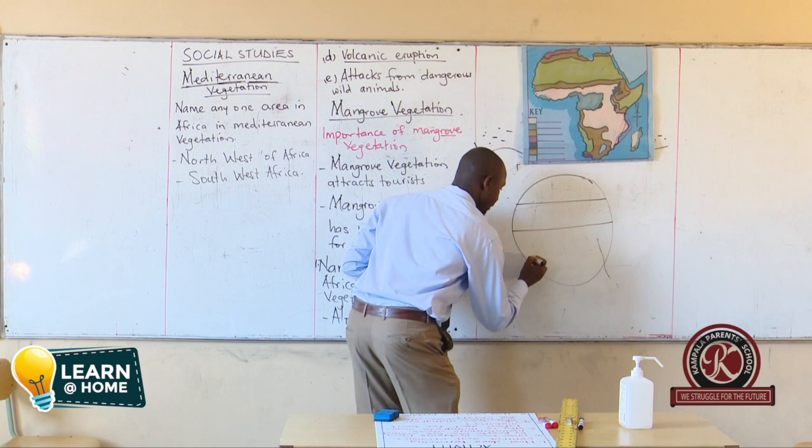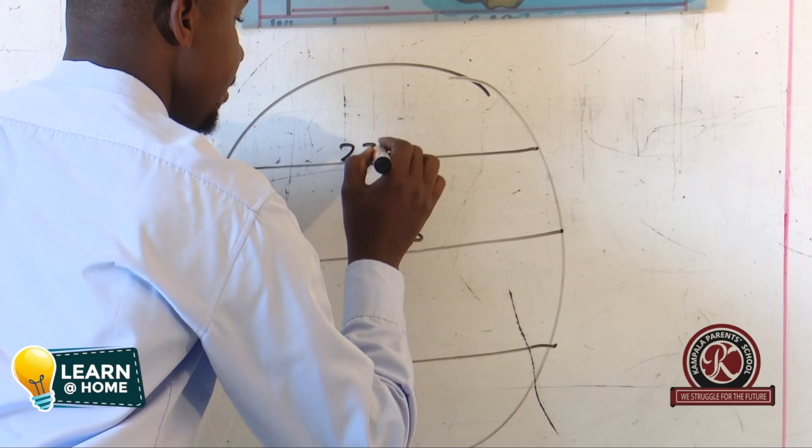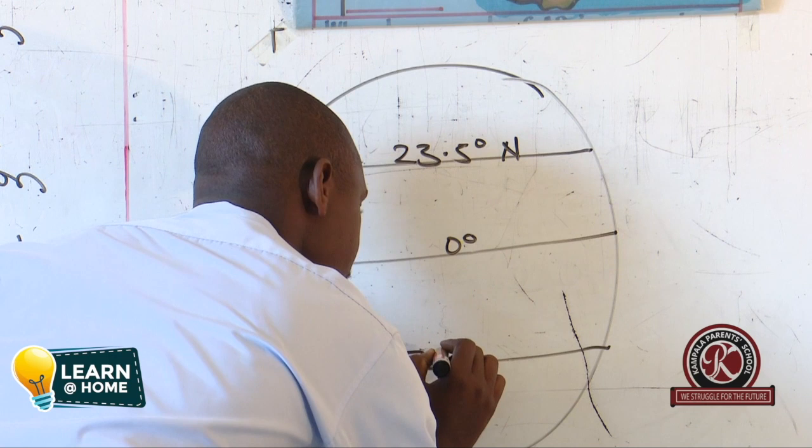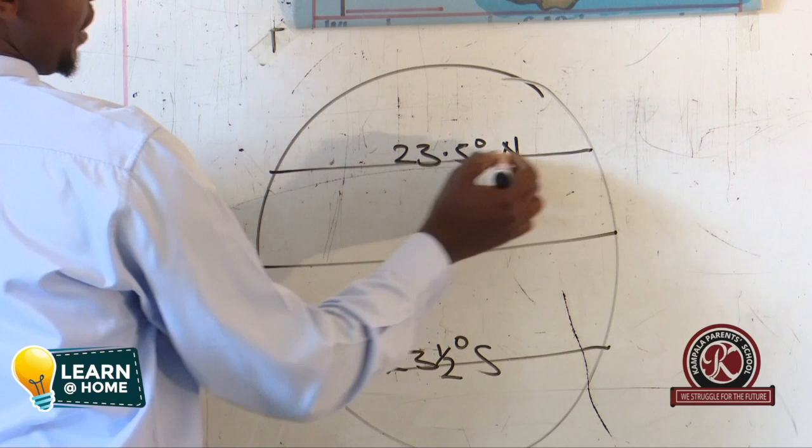This is 0 degrees. 23 and a half, one can say 23.5 degrees north. This is the Tropic of Cancer. And 23 and a half, one can say 23.5 degrees south. This is the Tropic of Capricorn.